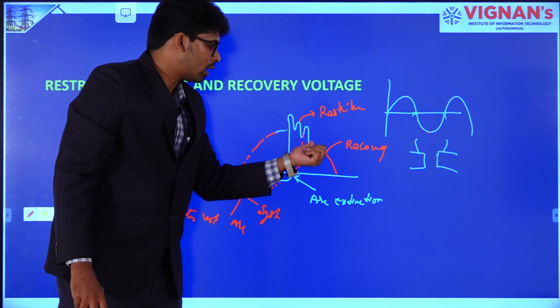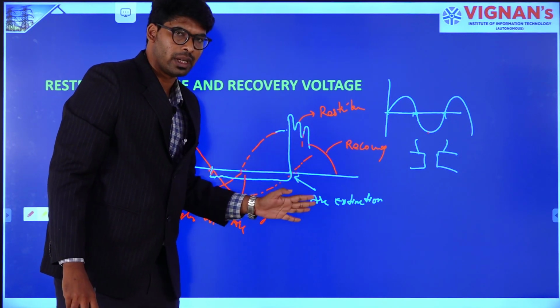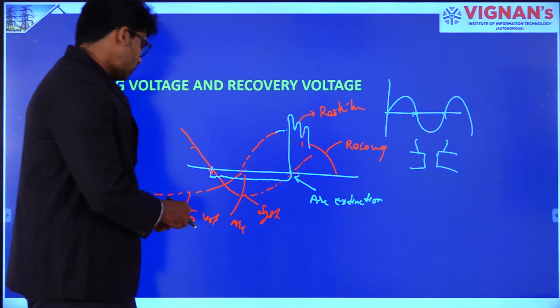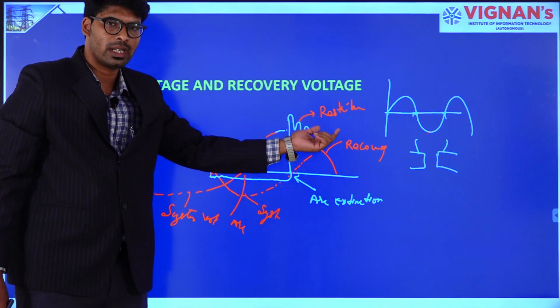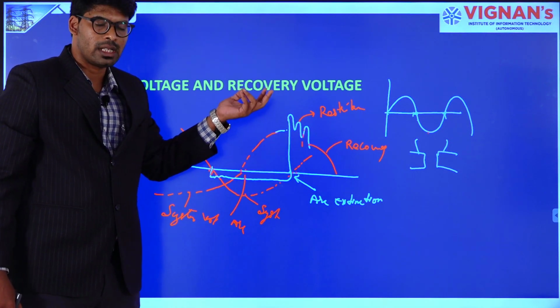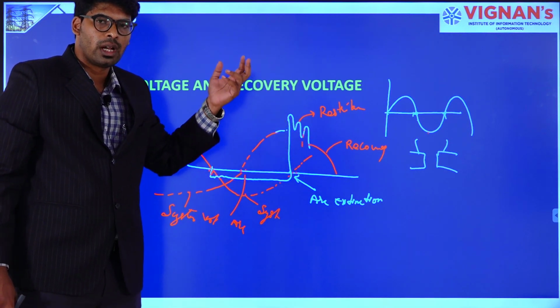So this is the normal operating condition of the circuit breaker. Now, in the next class, we'll deal with the expression of restriking voltage, and we'll go to resistance switching and current chopping.